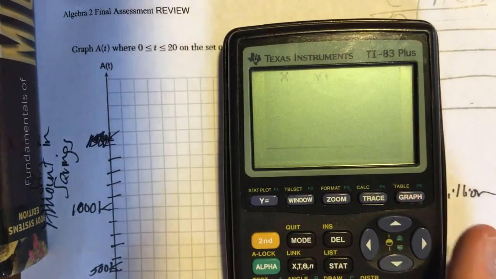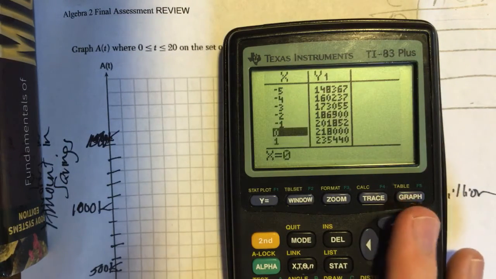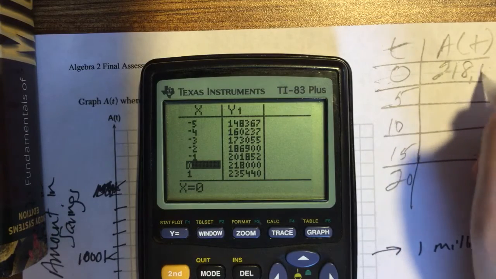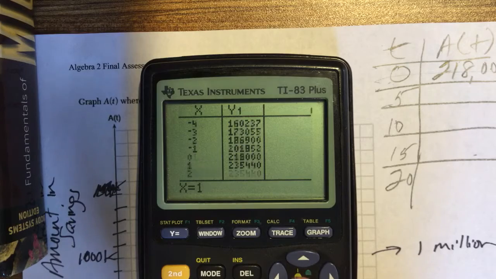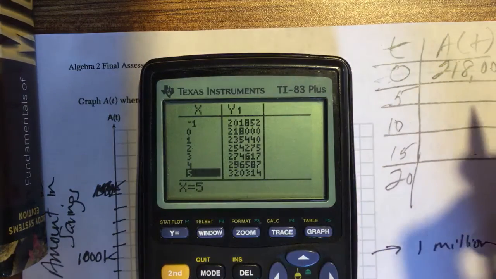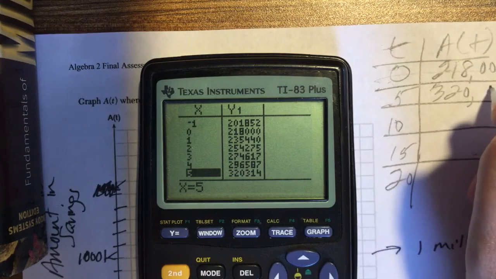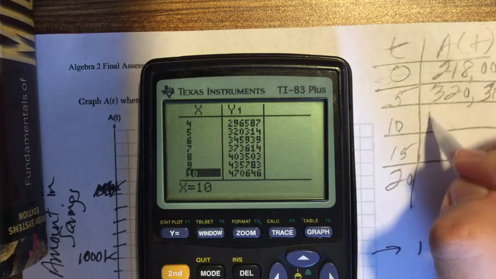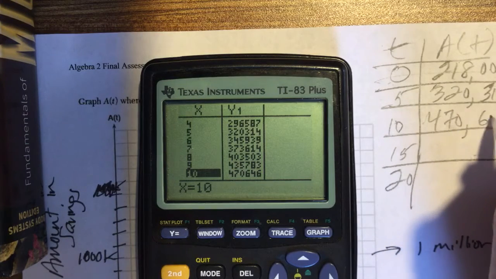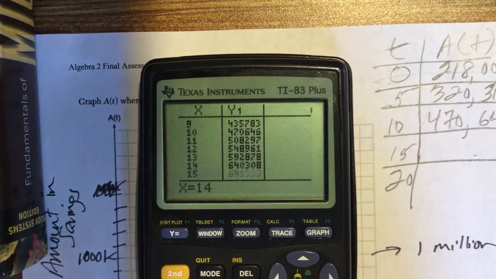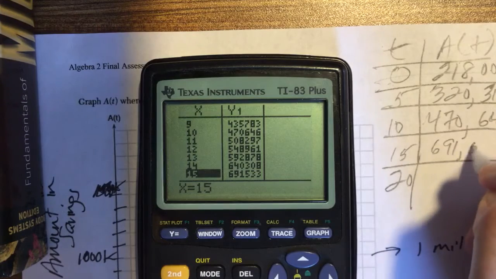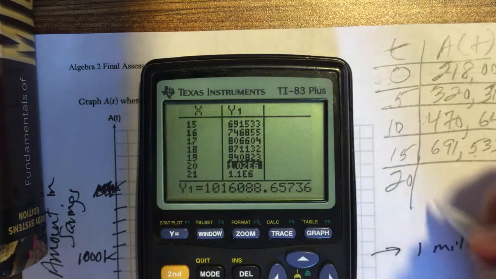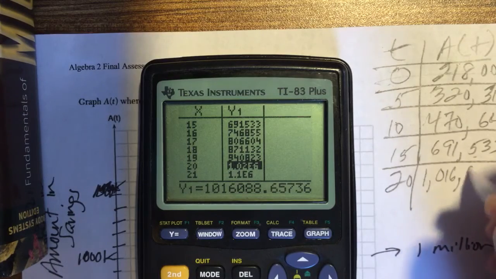We're going to do second graph to access the table and scroll down to see when time is 0. When t is 0, the output value is the amount of money invested, 218,000. We're going to scroll down. You see 1 year later. We're going to go all the way down to 5 years later. 5 years later, $320,314. Scroll down to 10 years later, $470,646. Scroll down to 15 years later, $691,533. And 20 years later, where they want us to cap off, that output value would be $1,016,088.